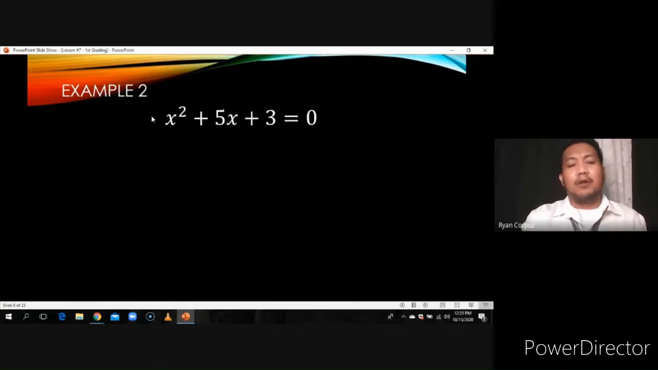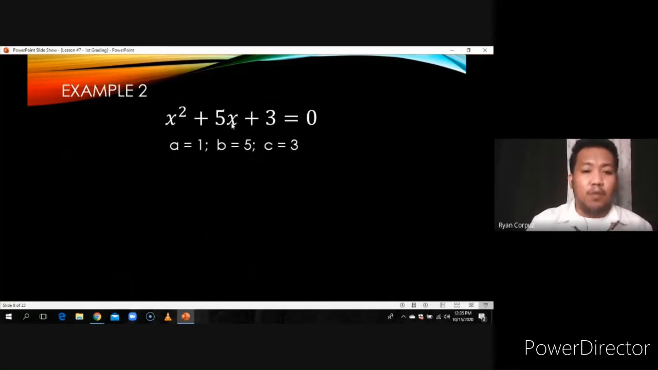Let's try another example. Let's have example number 2 here. In example number 2, we do have x squared plus 5x plus 3 is equal to 0. Again, it's already written in the form ax squared plus bx plus c is equal to 0, so that we can identify right away the values of a, b, and c. The value of a is again 1, the value of b this time is 5, while the value of c is 3. Then with the use again of the discriminant, which is b squared minus 4ac, let us substitute these values to this expression.